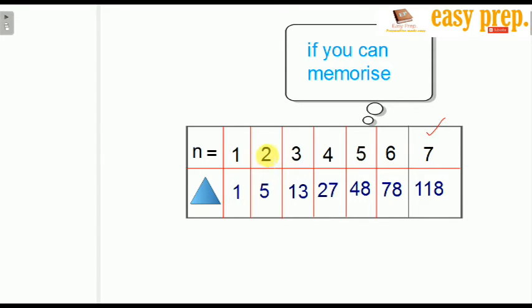If n equal to 2, 5, n equal to 3, 13, n equal to 4, 27, for 5, 48, for 6, 78, and then for 7, 180, friends. So max to max they will ask only of that figure where base triangles will be 7, friends. So we can't expect where they will be asking a figure which will be having of base triangles more than 7, friends. So it will be more easy if we can remember this table, friends.